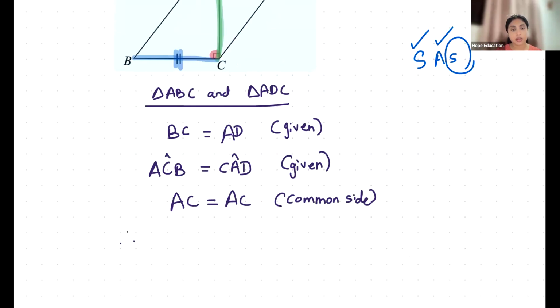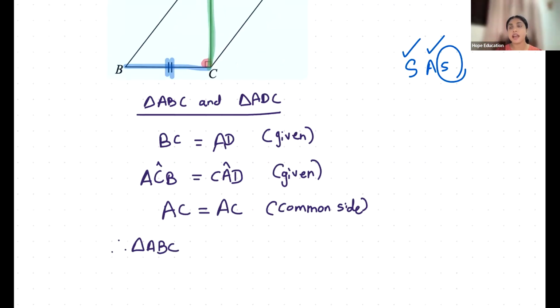Therefore, triangle ABC, now we have one side, we have one angle, and we have another side. So SAS. Case SAS. Therefore, these two triangles are congruent.